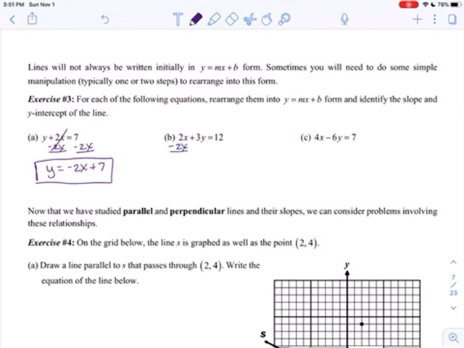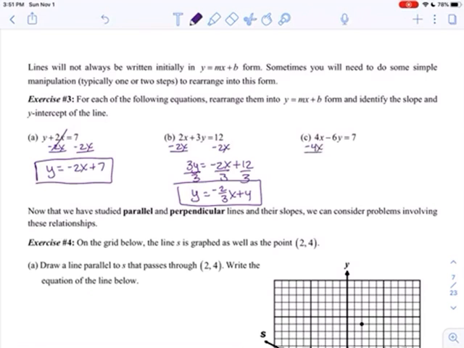Next one, 2x plus 3y equals 12. I subtract the 2x from both sides. 3y equals negative 2x plus 12. I divide everything by 3. I'm trying to get y by itself. Everything gets divided by 3. y equals negative 2/3 x plus 4. Right? The slope is negative 2/3 and the y-intercept is 4.